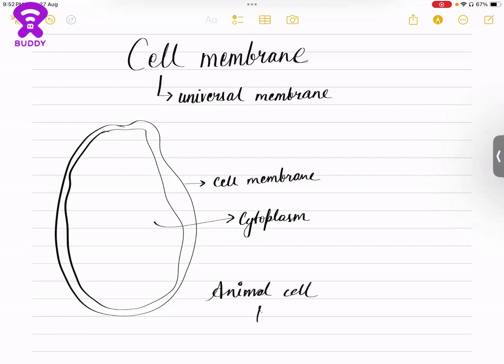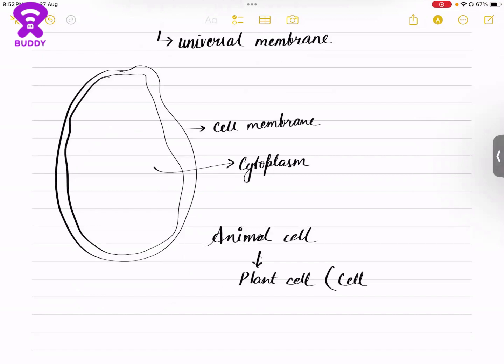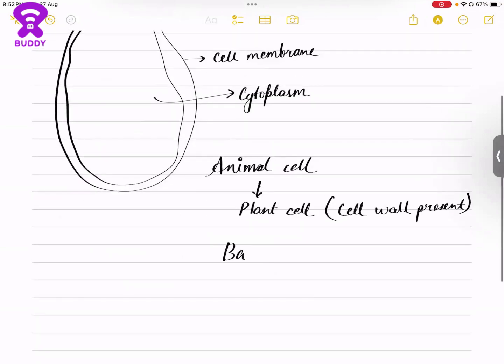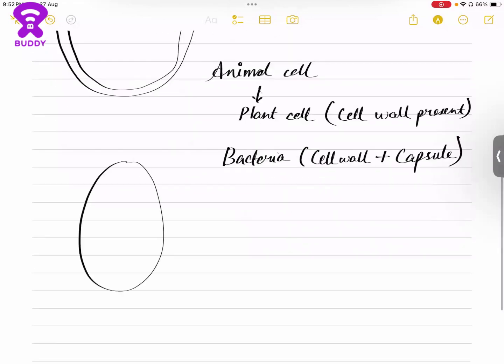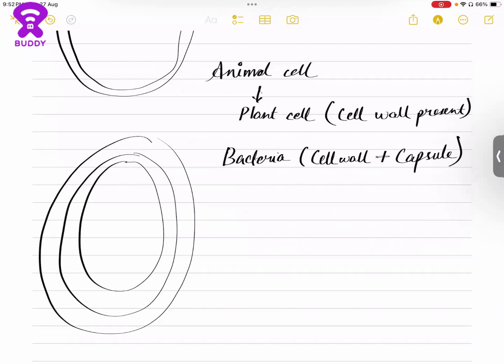Now if you move to a plant cell, what else do you see? In a plant cell, there is a cell wall present. Yes, there will be a cell wall. If you are moving to bacteria, what else is present? In bacterial cells, they also have plasmids. No, plasmids would be different. They have a capsule. Remember, capsule. So a bacterial cell looks somewhat triple layered. The innermost layer is your cell membrane. The second layer is your cell wall, and above the cell wall you see a capsule.